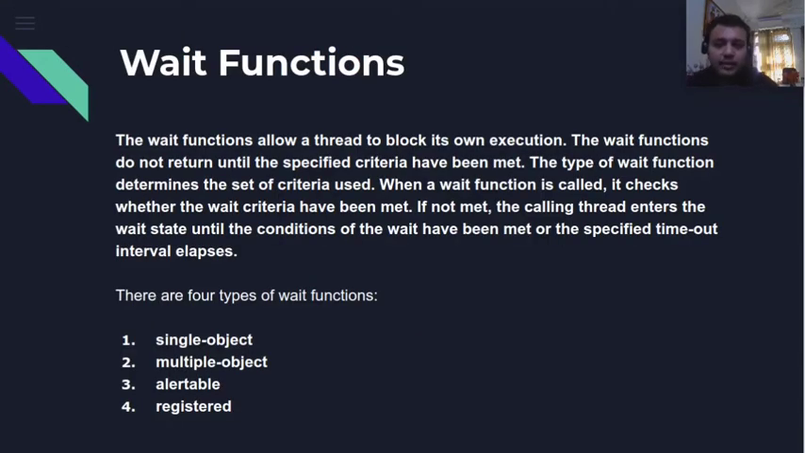Let's have a look at wait functions. The wait functions allow a thread to block its own execution. The wait functions do not return until the specified criteria have been met. The type of wait function determines the set of criteria used. When a wait function is called, it checks whether the wait criteria have been met. If not, the calling thread enters the wait state until the conditions of the wait have been met or the specified timeout interval elapses. There are four types of wait functions: single object, multiple object, alertable and registered.